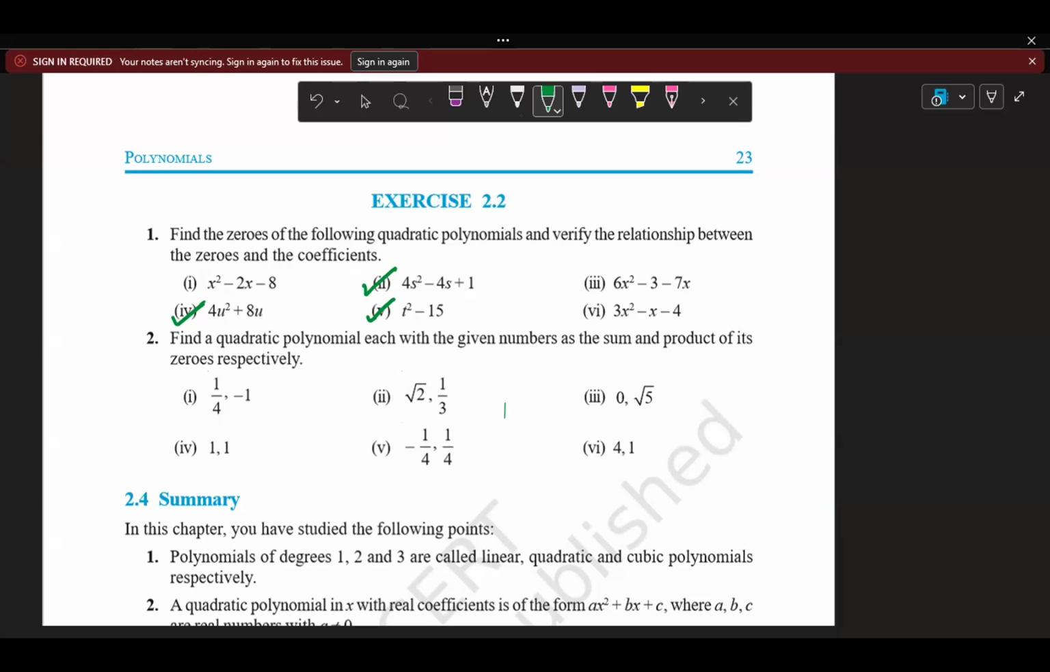A square minus B square. Exactly, a square minus b square. So children, quickly complete these three questions and tell me.